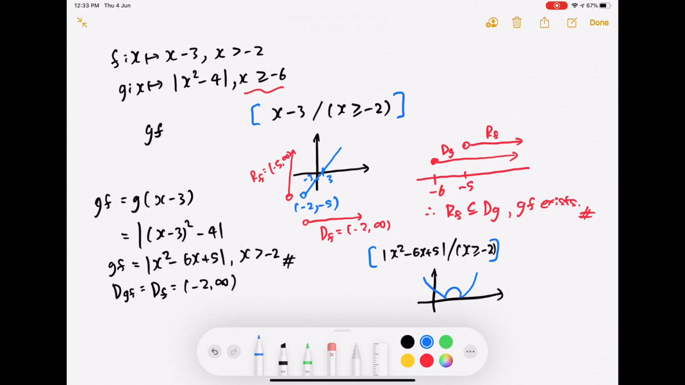This is the gf graph. You can see very clearly it starts from here all the way up, and it's touching the x-axis. So this means that the range of gf will be from 0 all the way up to infinity. So that's how you find the range of gf.